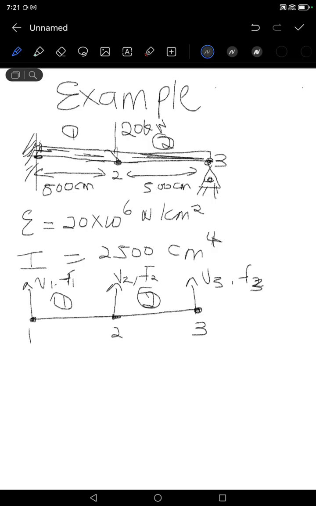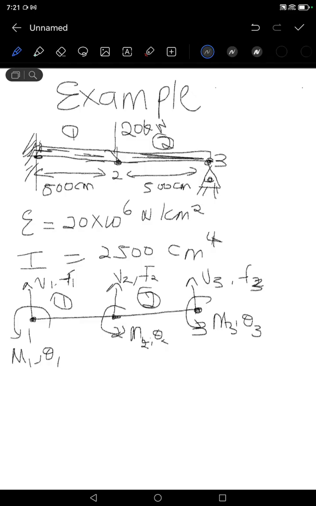After here we're also gonna have a bending moment. So we're gonna have M1 with the rotation theta 1, same as node 2. We're gonna have M2 and theta 2, same as 3. We're gonna have M3 and theta 3. Okay, these are the 4 factors that I'm talking about. We have V1, F1, M1, theta 1. These are the factors that we have in our beam.